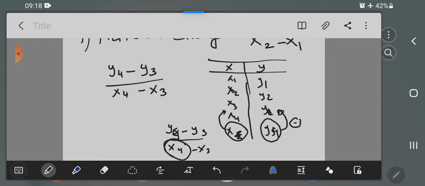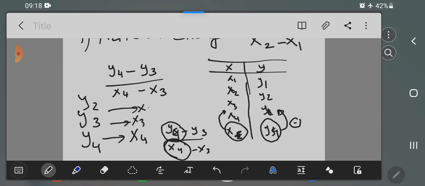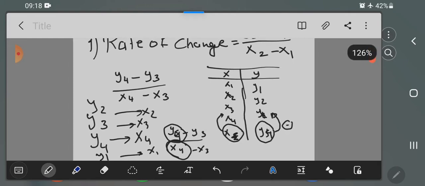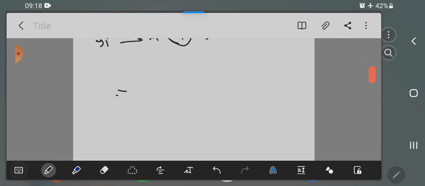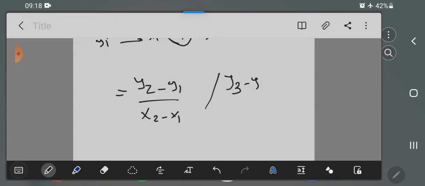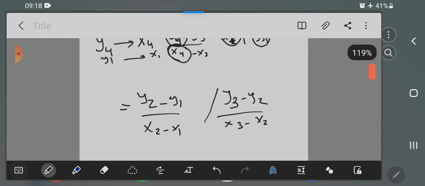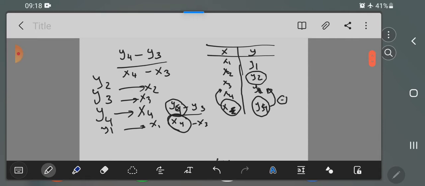Why are we using x4? Because we used y4. If you use y4, you should go for x4. If you use y3, you should go for x3. y2, x2, y1, x1, and so on. So now our relation again will be y2 minus y1 over x2 minus x1, or it can be y3 minus y2 over x3 minus x2. Again, it's the lower minus the upper. The lower minus the upper.